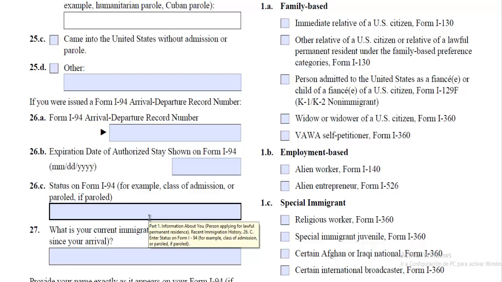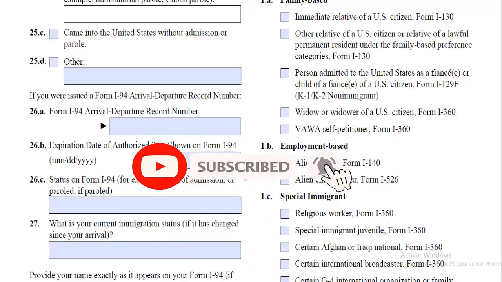Here again, you might need to enter EWI if you crossed the border illegally but somehow became eligible for the adjustment of status procedure, which is unlikely. So let's go to part two.